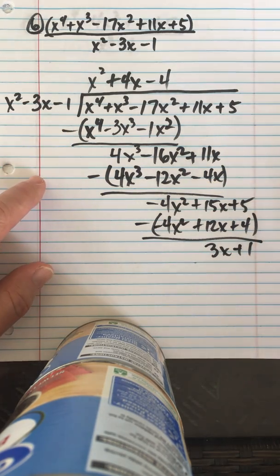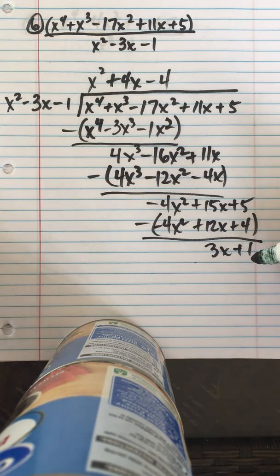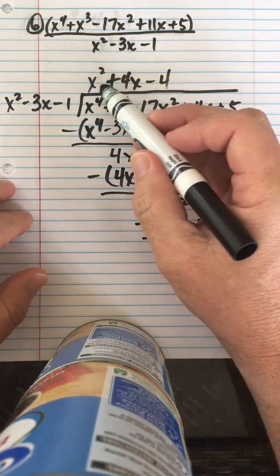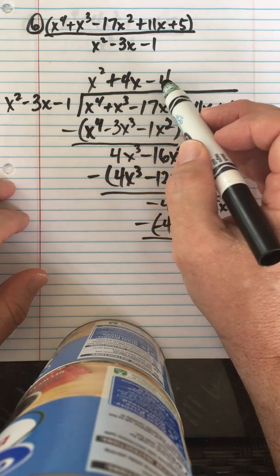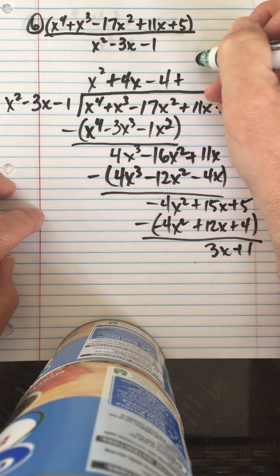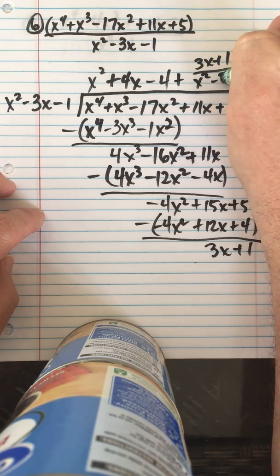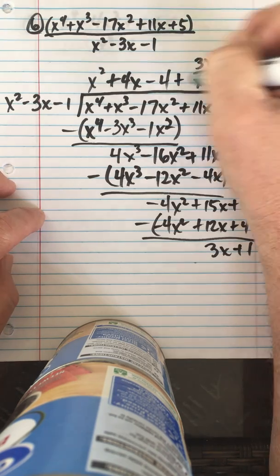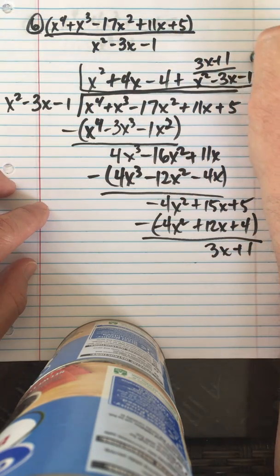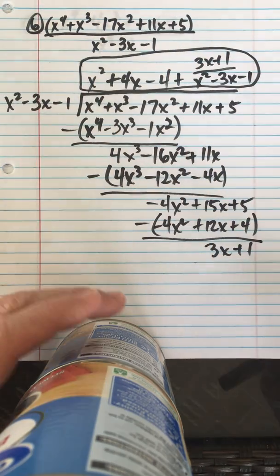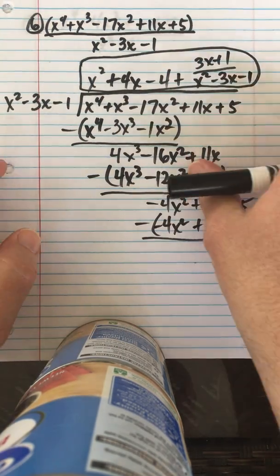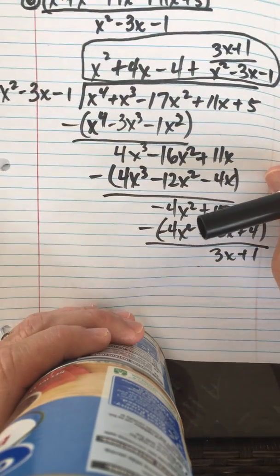So this time I ended up with a remainder that has a plus sign or minus sign, but that does not change how I write the answer. My answer is x squared plus 4x minus 4 plus my remainder over what I was dividing by. This is my answer. You doing good so far?